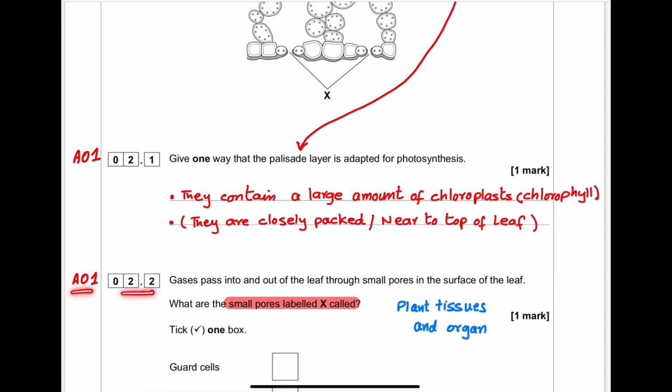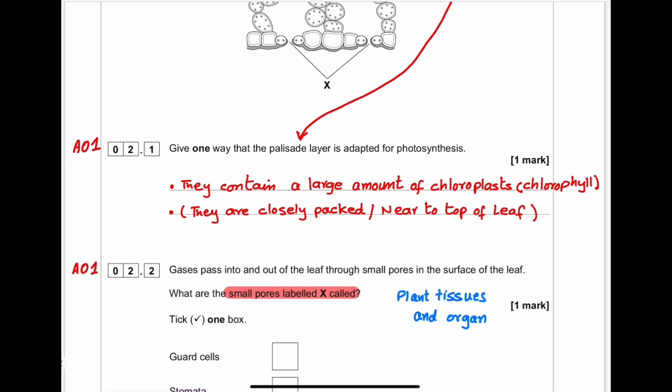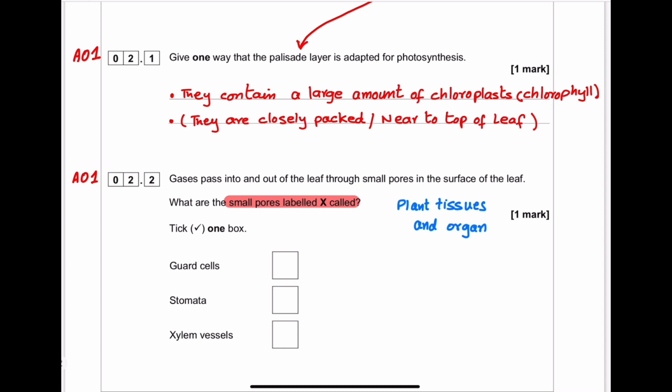2.2 is an AO1 question, which is a knowledge based question, and this question is from plant tissues and organs. Gases pass into and out of the leaf through the small pores in the surface of the leaf. What are the small pores labeled X called? These small pores or holes are present on the lower side of the leaf. So these small holes or pores are called stomata.